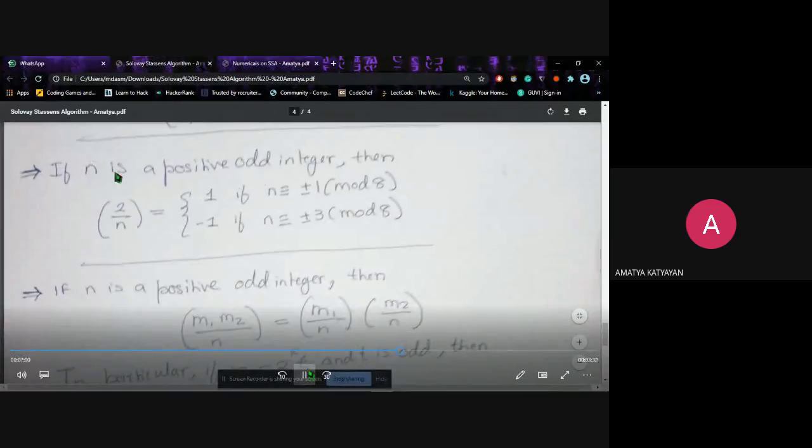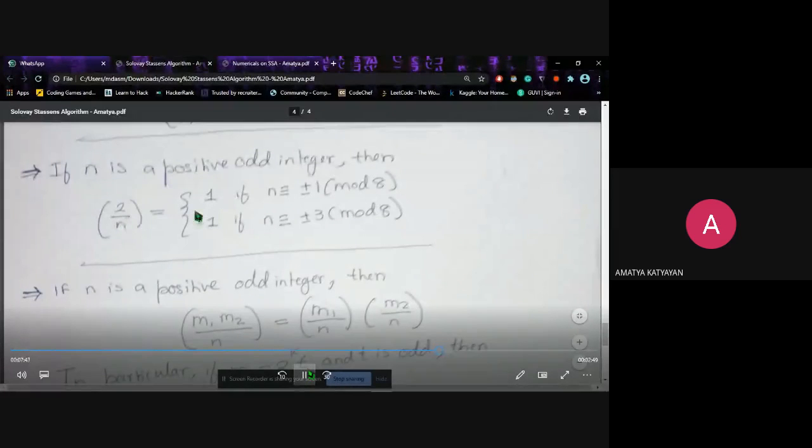This is very important. If n is a positive odd integer, then 2 upon n is equal to 1 if n is congruent to plus or minus 1 mod 8. The trick here is, if you get the Legendre symbol 2 upon n in this form, you divide n by 8. If you get plus or minus 1 as a remainder, then you can directly denote that this fraction is equal to 1.